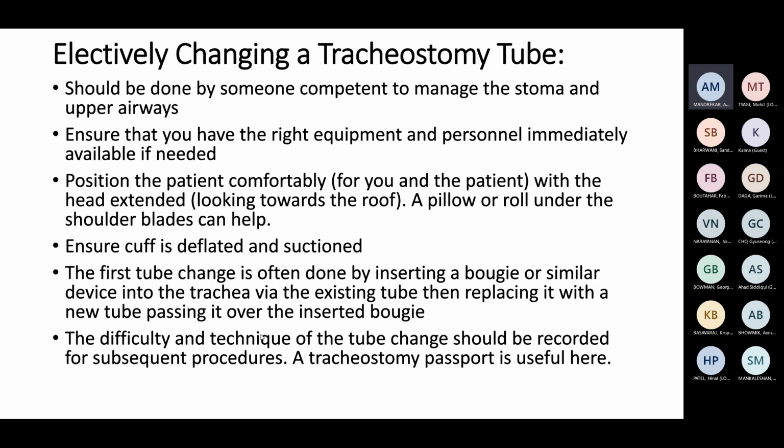If this is a first tube change, then it's better to change the tube by using a bougie. Basically you put the bougie in through the used tracheostomy tube, pass the new tracheostomy tube over the bougie, just to make sure that you're maintaining a secure airway while you do that. If there is any difficulty in changing a tracheostomy tube, that has to be documented so that the staff would be aware of that. And this is when the tracheostomy passport is useful.